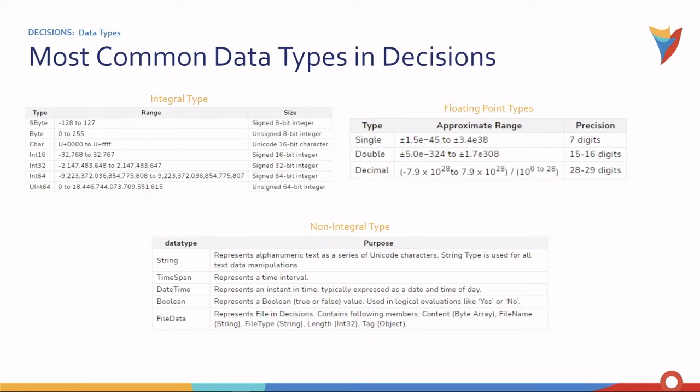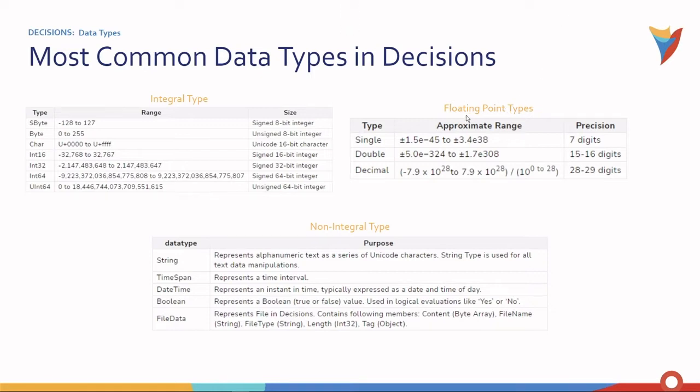Integral type is, as you see up here in our top left-hand corner, we have our bytes, we have our characters, we have our integers. In other platforms and other programs, you may see some variances with the different types of data that you have available inside of Decisions, but typically they're pretty much going to go hand in hand, or it'll be easy to recognize the different types as it pertains to other programs as well.